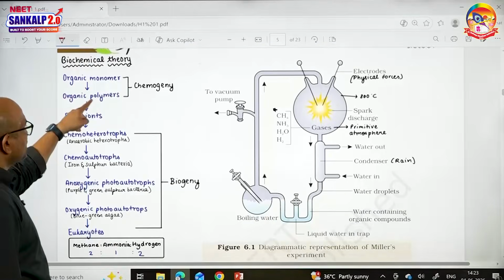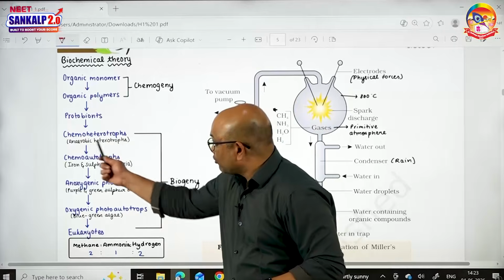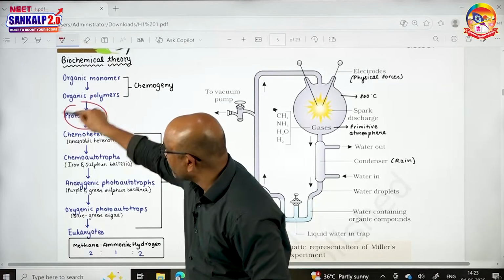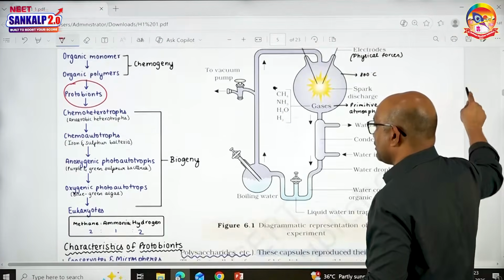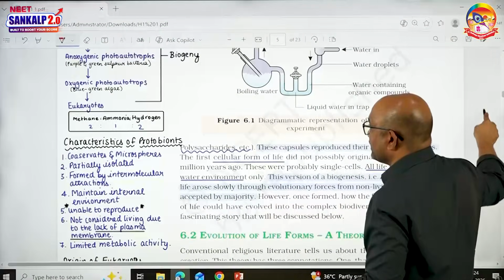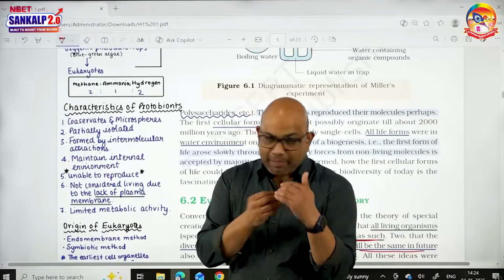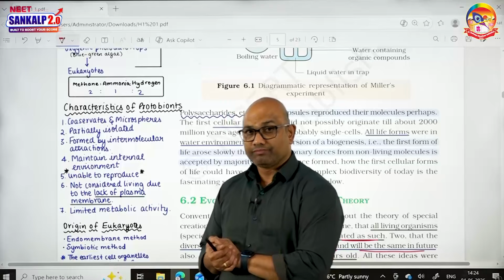See, organic monomers to polymers is chemogeny, and chemoheterotroph formation is the first life. But between these two, there is a component called protobionts. So what are protobionts? Protobionts are also called coacervates. How are these protobionts formed in this water? Protobionts are formed in this water by the intermolecular attractions between these organic molecules.